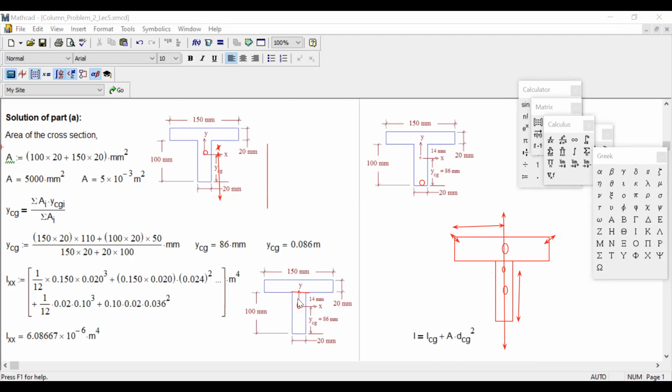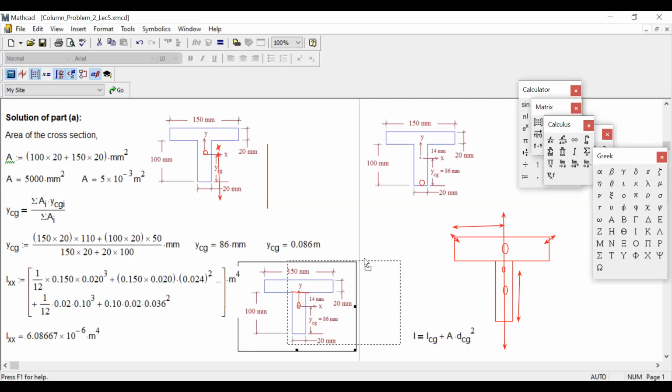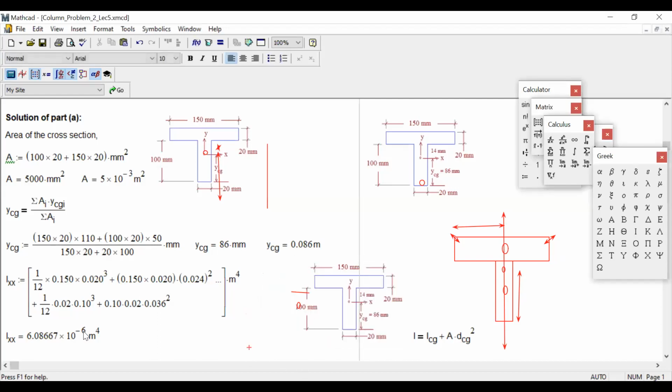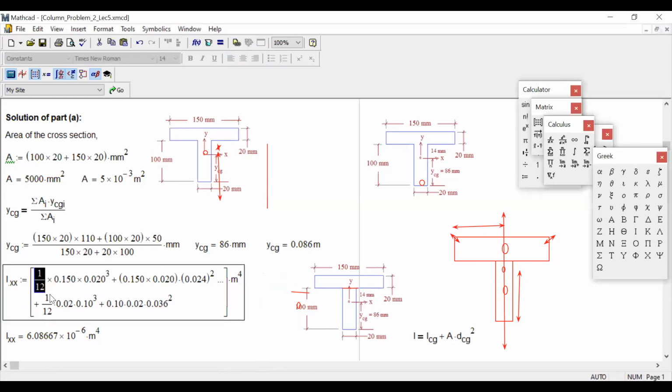So you work one by one. So how are we going to work? At first we are taking this upper area. So you take the upper area along x-axis. What will be the 1 by 12 BH cube? What will be the B? B will be 150, H will be 20, right? So you see, we put 1 by 12, B 150 millimeter, that means 0.15. H 20 millimeter, that means 0.02 cubed.